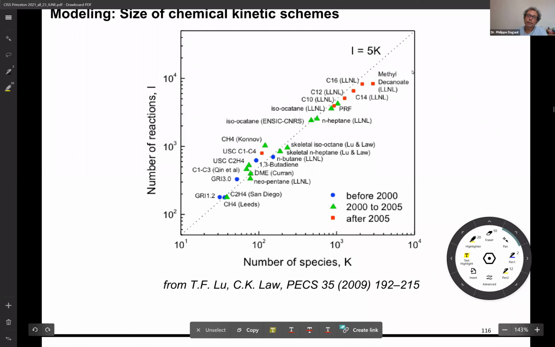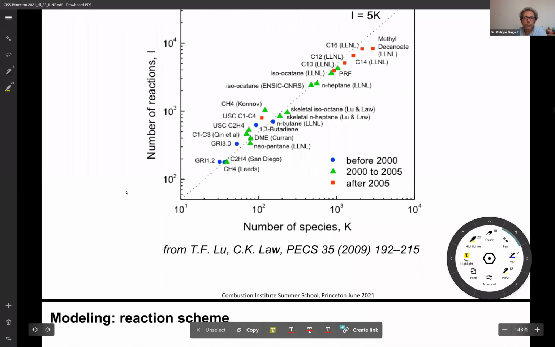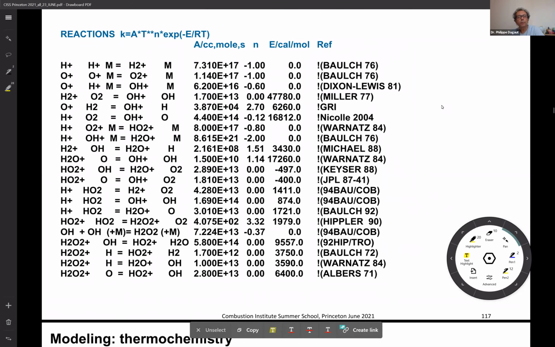Although here NOx chemistry is not included. If we were adding NOx chemistry, you would get about 100 additional reactions. So this is an example of a kinetic reaction mechanism for the C1 plus fuel, hydrogen. And you can see here how it is organized in the file that is processed by Chemkin.